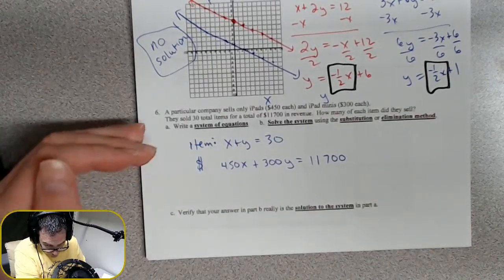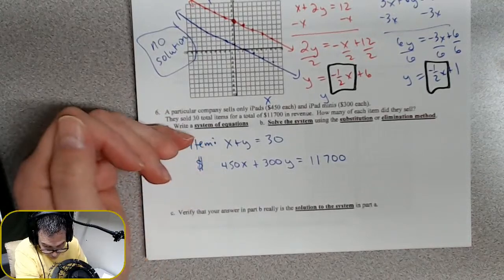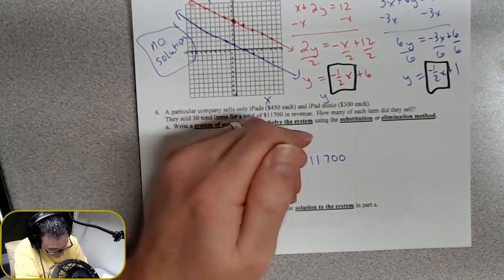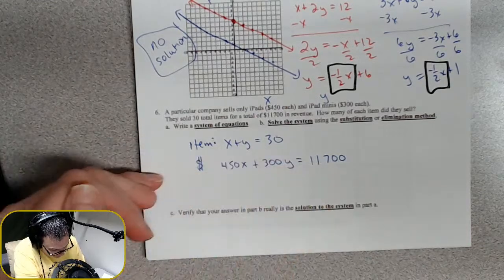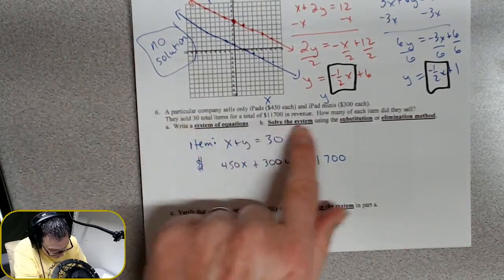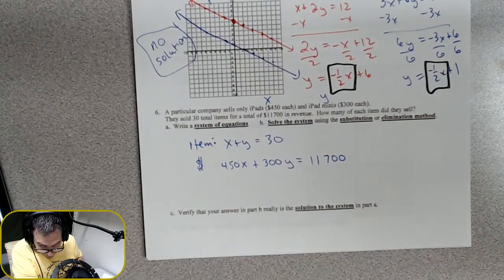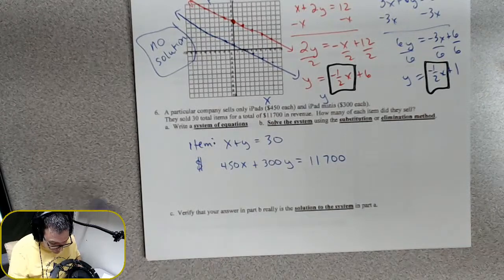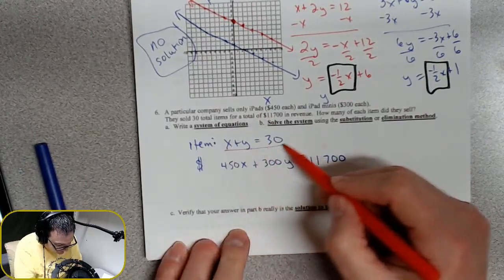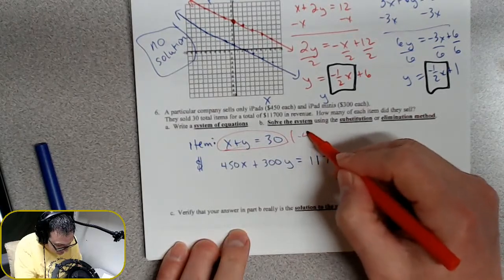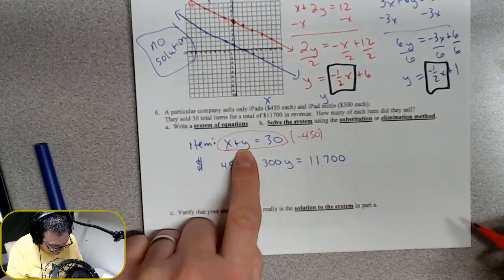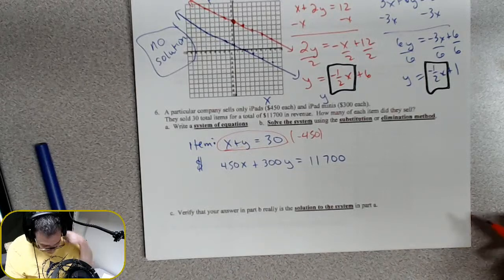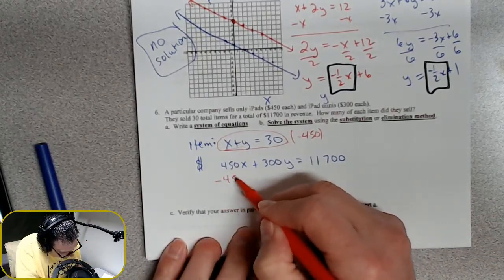You have to pick a subject. What do you want the equation out of? They're like sentences. The first sentence is items. The second sentence is money. Now solve by substitution or elimination. Here's where you'd say in the chat which way you want to do it. Do you want to do substitution or elimination? Me personally, I like elimination on something like this because it's a quick multiplication. If I take this equation right here and multiply by negative 450 for the x, or negative 300 for the y, it's your call.